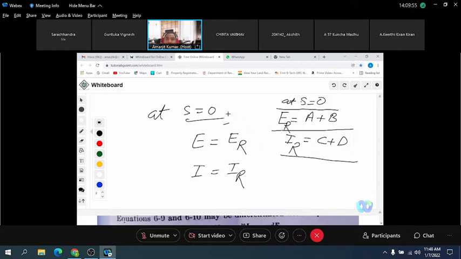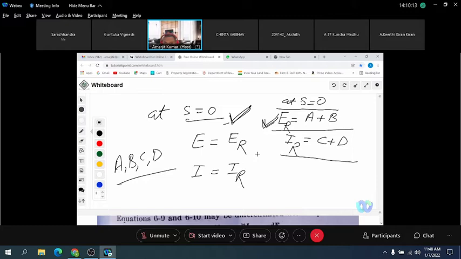But this boundary condition is giving only 2 equations. You need 4 equations to solve A, B, C, and D, these 4 arbitrary constants. How to solve? How to get another 2 equations? What is your suggestion now?